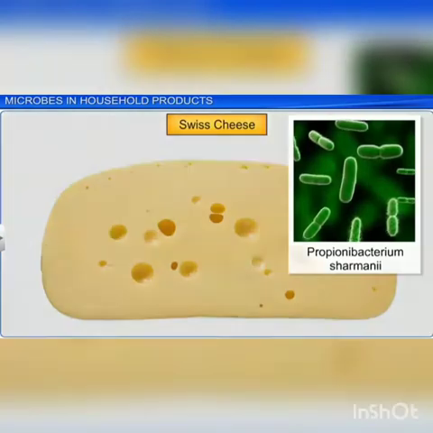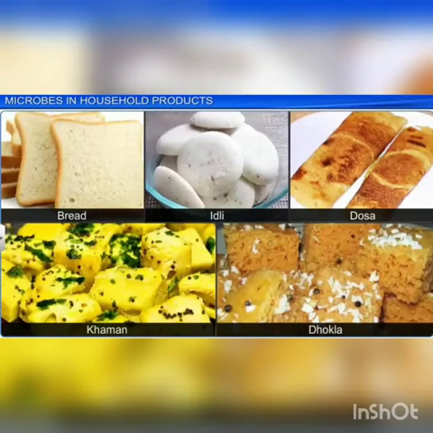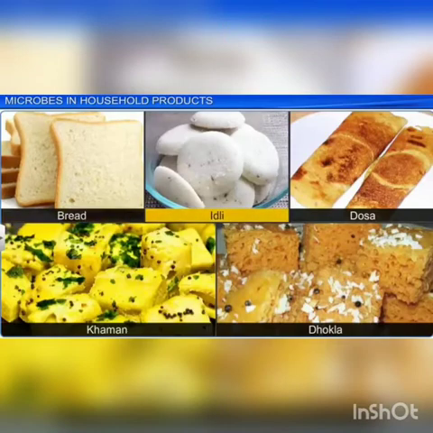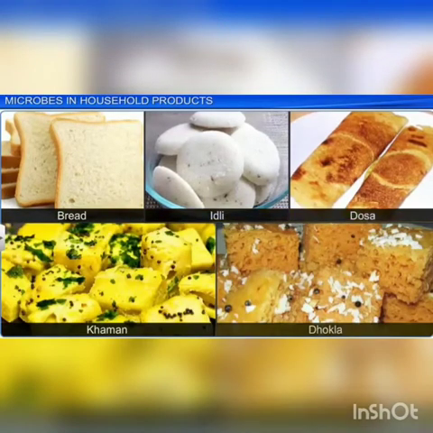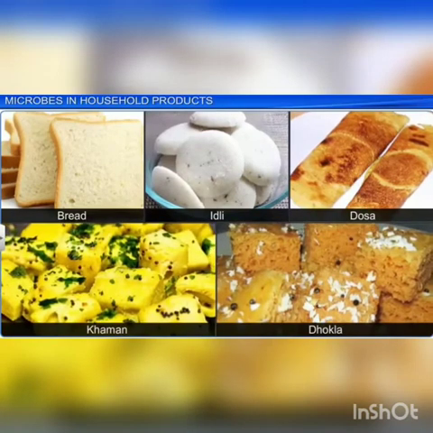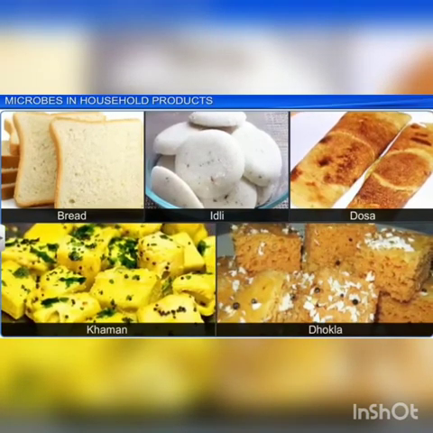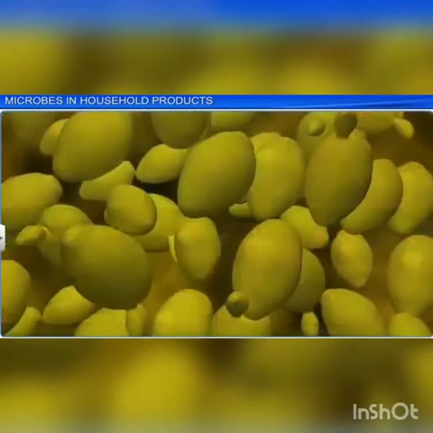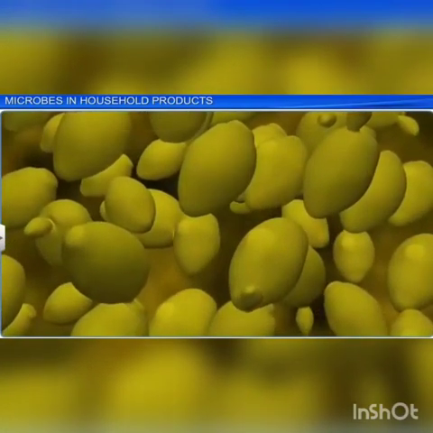The dough used in the preparation of idlis and dosas is fermented by the bacteria Leuconostoc mesenteroides, whereas the dough used in bread making is fermented by Saccharomyces cerevisiae, that is Baker's yeast.